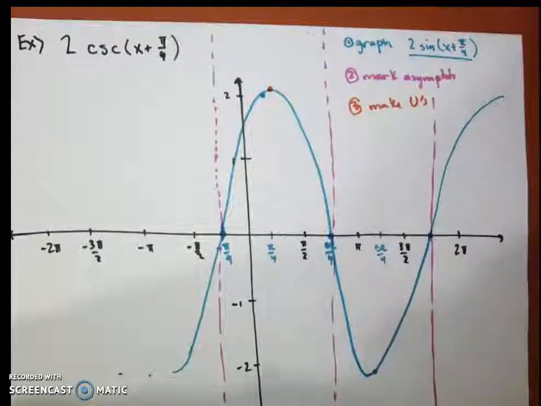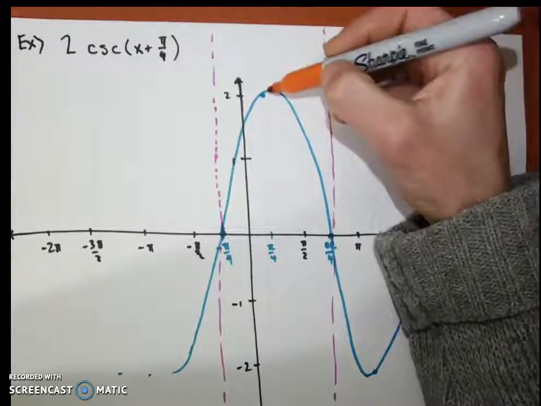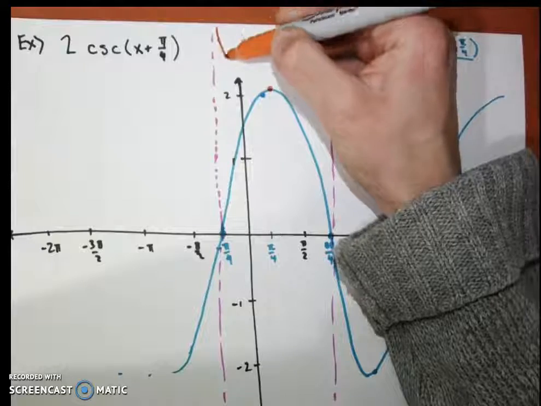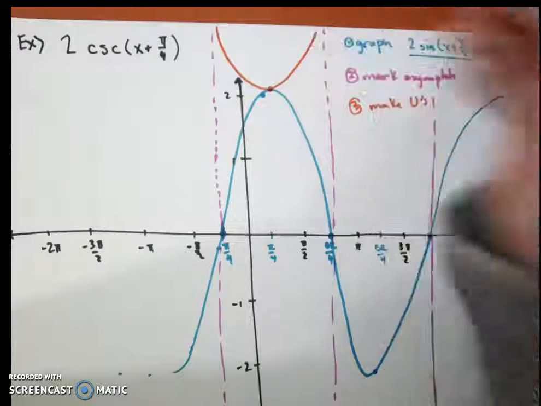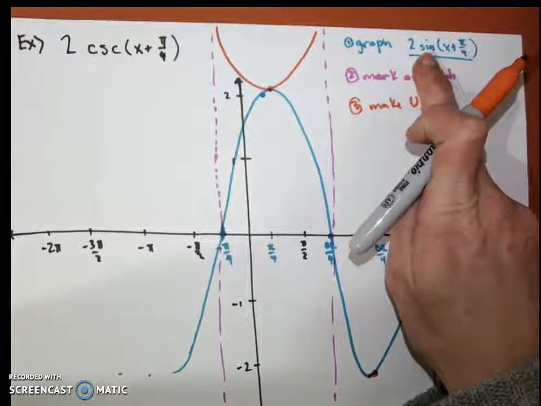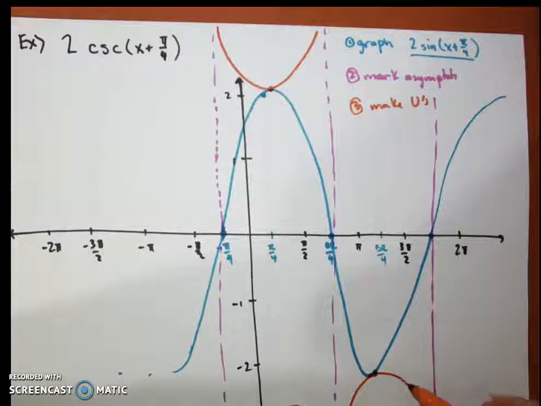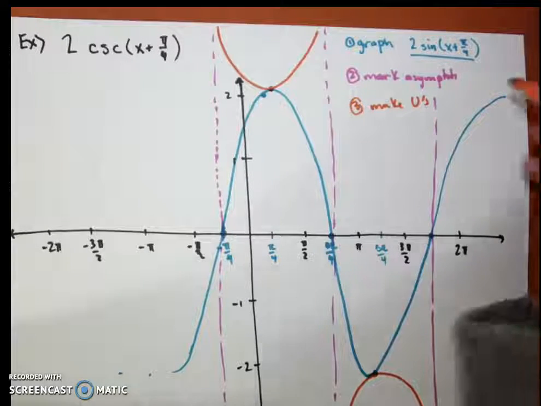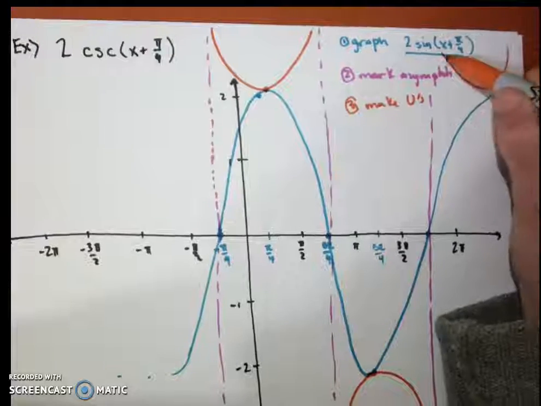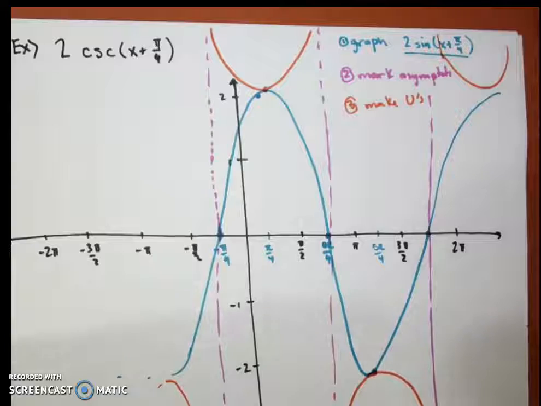This was a maximum for 2 sine of x plus pi over 4, so it will be a minimum of 2 cosecant. So it becomes a u facing up. This point was a minimum of the blue graph, 2 sine of x plus pi over 4, so it will be a maximum of cosecant. So I have my u facing down. And these u's would continue in that form.